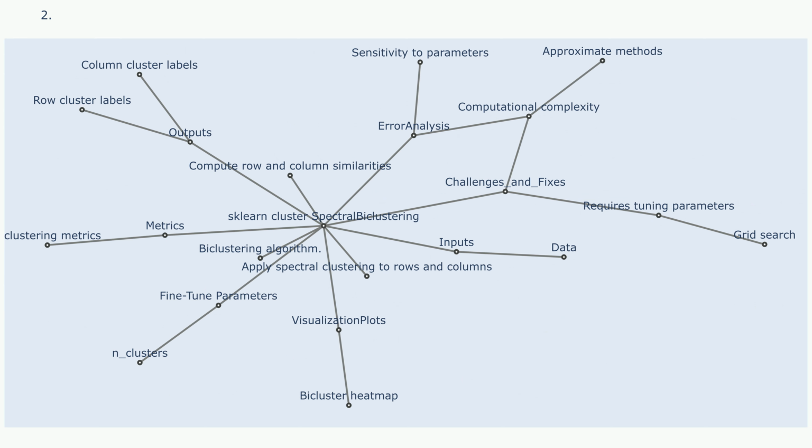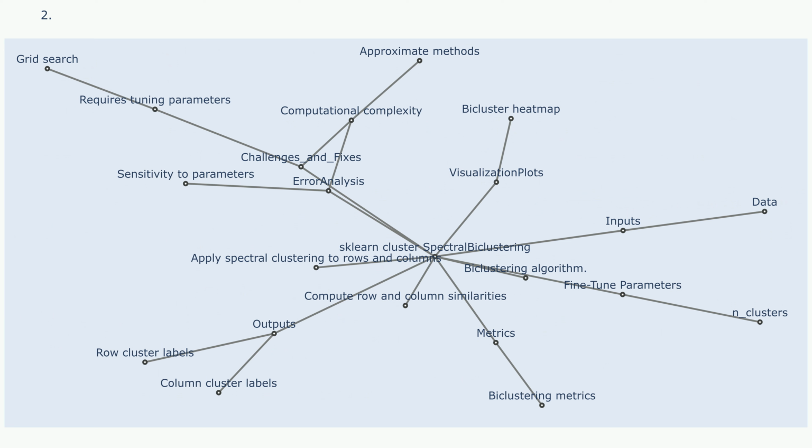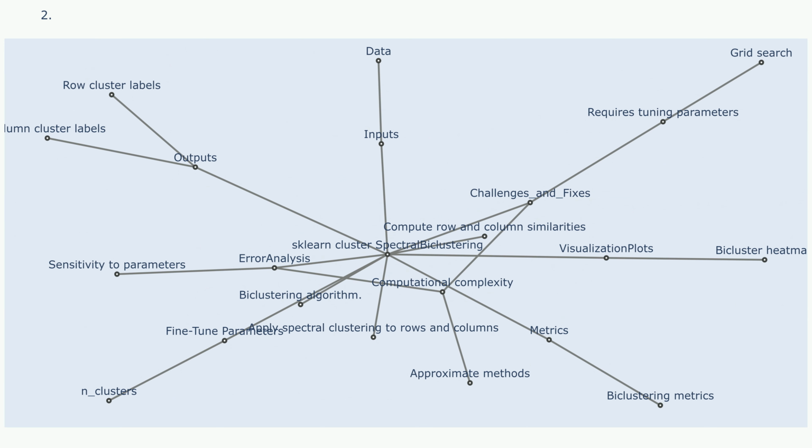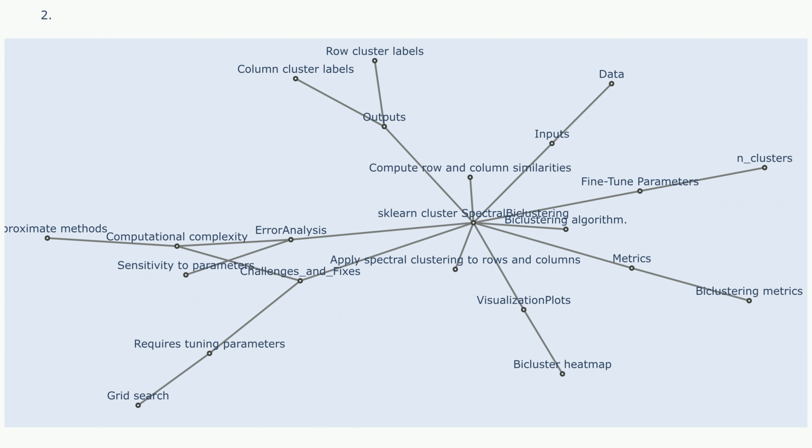metric. Apply spectral clustering to rows and columns, perform spectral clustering on both the row and column similarity matrices to obtain row and column cluster labels. Metrics: biclustering metrics, specialized metrics for evaluating biclustering results, such as the checkerboard score or the consensus score.